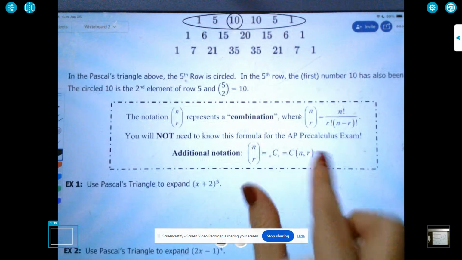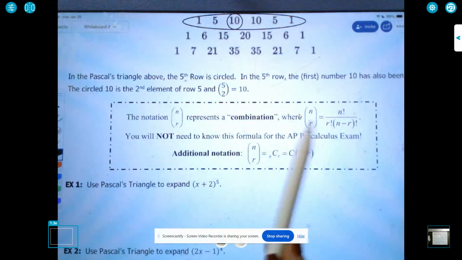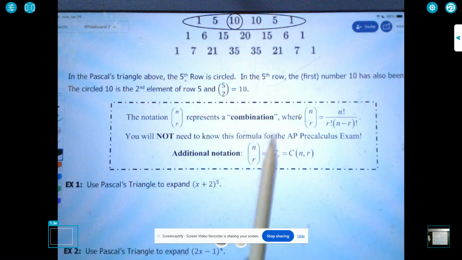All right, this is a combination formula, and we do have a button for this in our calculator. Also, it's in Desmos as well. And if you're looking for the combination, you will not need to know this for AP Pre-Cal. Now it is in stats, obviously, but we don't actually do this in Pre-Cal, so I'm not going to dive into that deeply.